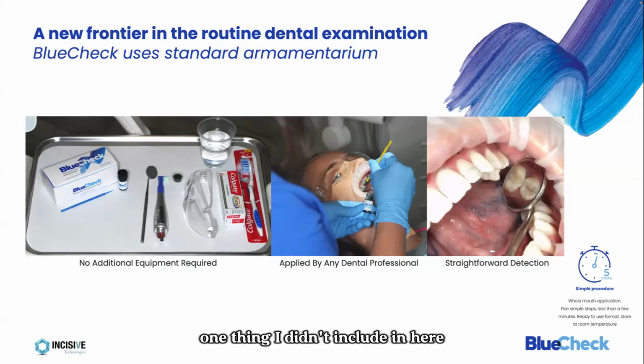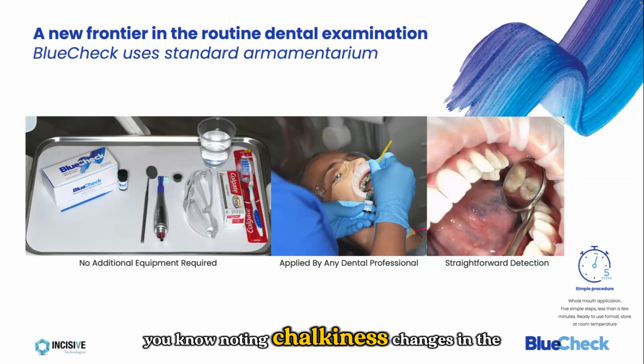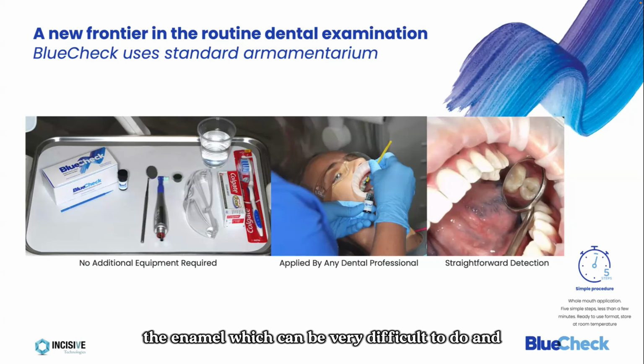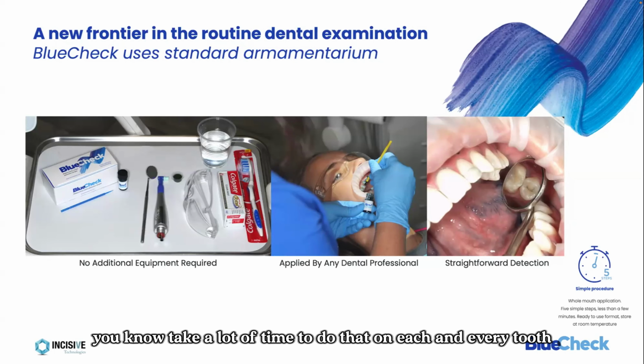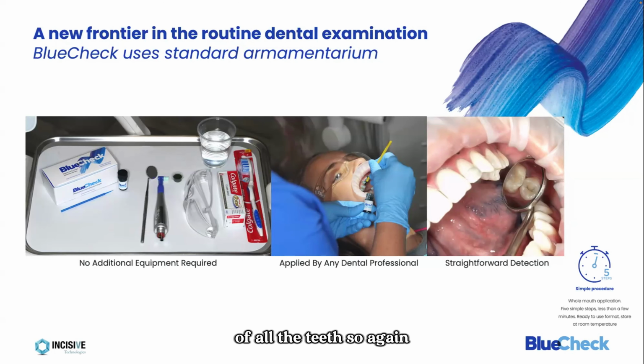One thing I didn't include in here, but typically, how we're doing the visual inspection is by drying the teeth, noting chalkiness, changes in the enamel, which can be very difficult to do, and take a lot of time to do on each and every tooth. So this really helps to give a straightforward detection of all the teeth.